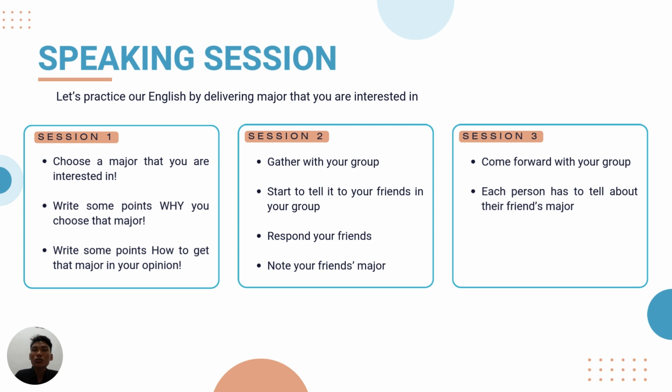And then don't forget to note your friends' majors. Jangan lupa untuk dicatat. Misalnya si A tadi ngomongin apa ya, dia tadi tertarik di jurusan apa ya, nah kayak gitu ya. And then the third or the last is I want you to come forward with your group and each person has to tell about their friend's major. Setiap orang nanti akan menceritakan tentang jurusan dari satu temannya dalam kelompok tersebut, begitu ya. For example, dalam satu kelompok ada 4 orang, maka orang A ini nanti akan menceritakan jurusan favoritnya dari orang B misalnya, orang yang kedua begitu, dan selanjutnya juga begitu.